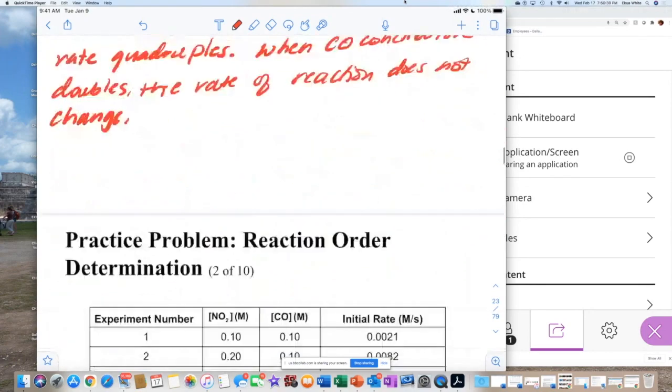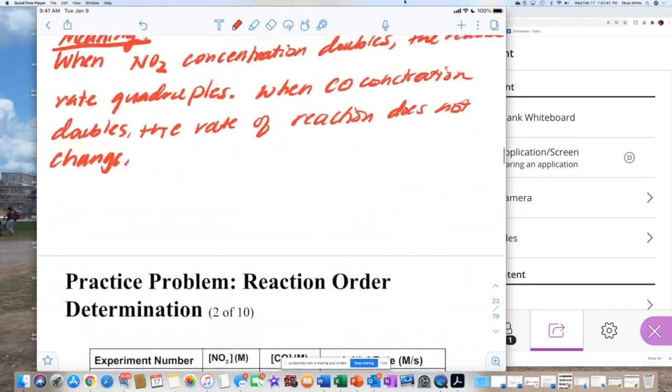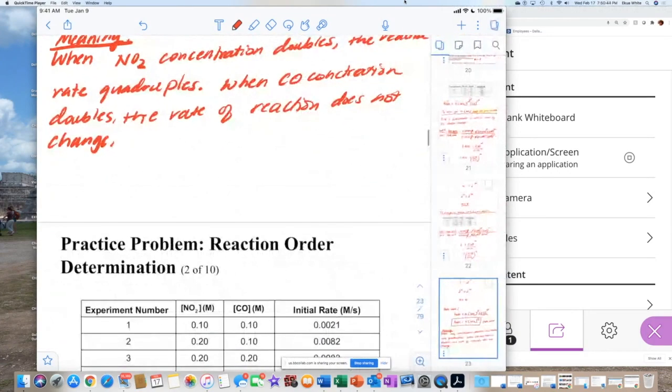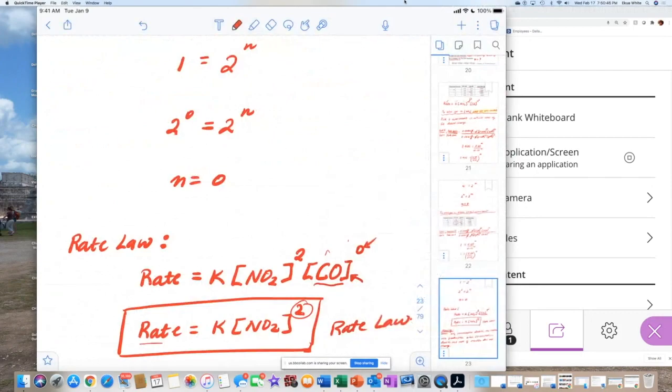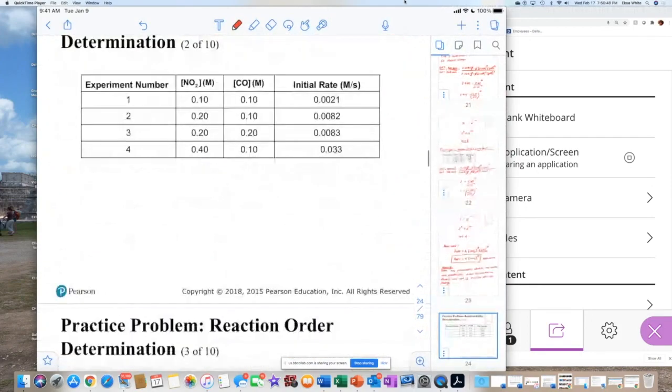Now that I've said all those words, what was the other part they wanted us to do? They wanted us to find K. And then we're done. Well, for tonight. Just for tonight, y'all.